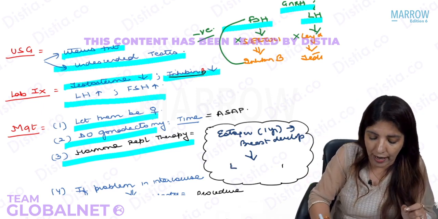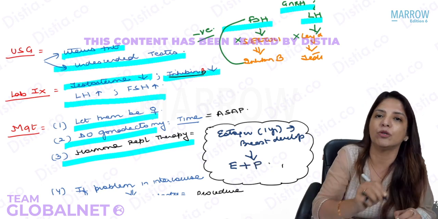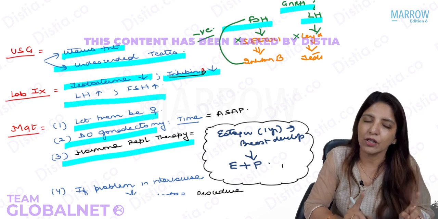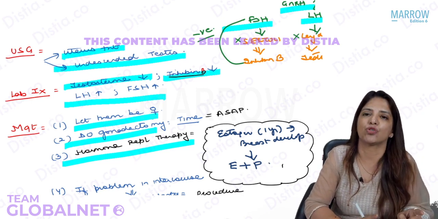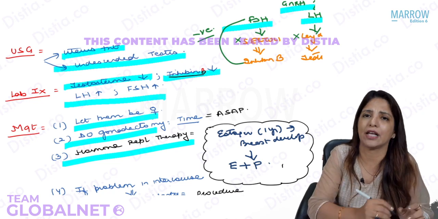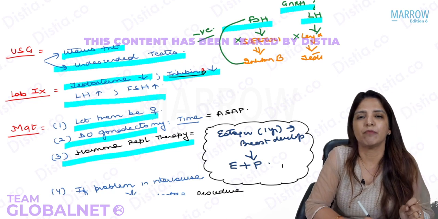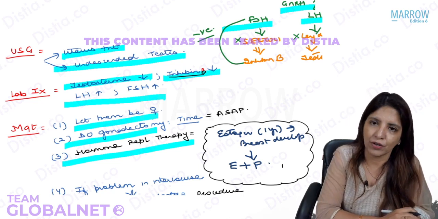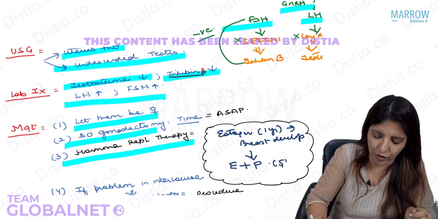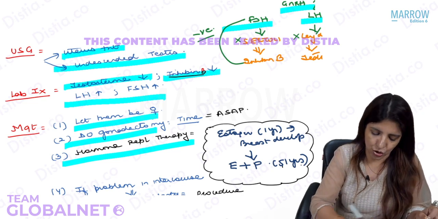So later on, after 1 year, I'm going to give estrogen and progesterone. For 1 year, give them only estrogen so that the breast develops, and then later on, give them estrogen plus progesterone. And till what age are you going to give them estrogen plus progesterone? You are going to give them estrogen and progesterone till the age of normal menopause. Right? So till 51 years of age, I will continue giving them estrogen and progesterone.